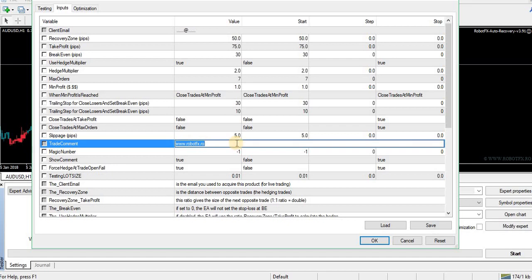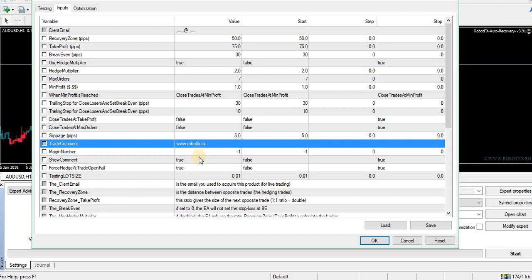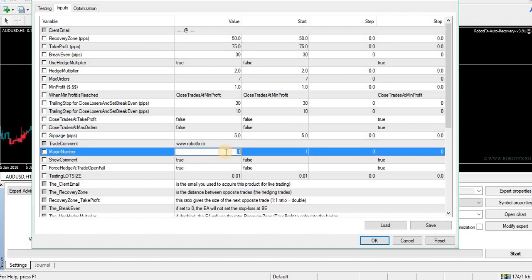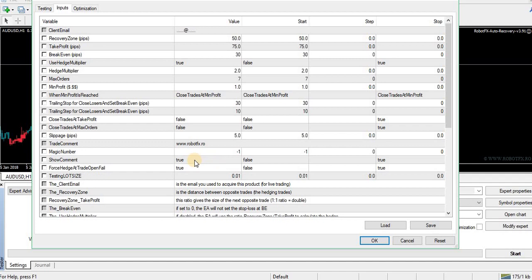You have the possibility to have a trade comment. We suggest you leave it like this for easy monitoring of the trades. Magic number should be set to -1 if you intend the expert advisor to monitor trades opened manually, or trades that are not set by another expert advisor, or if you don't intend to use the magic number, just leave this as -1 and the expert advisor will monitor all trades on the chart.